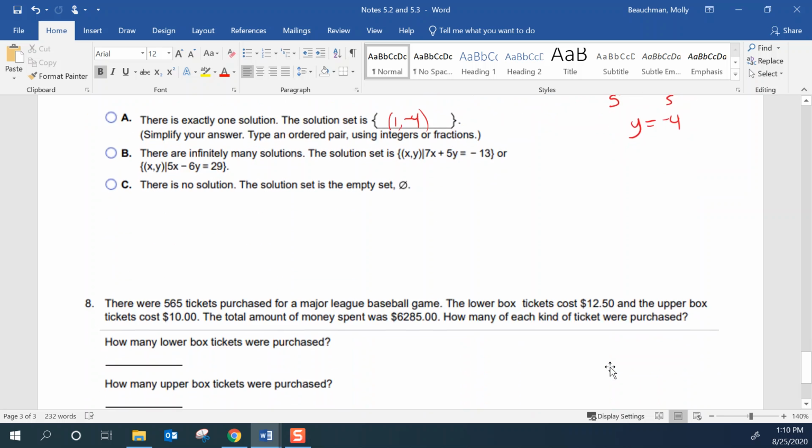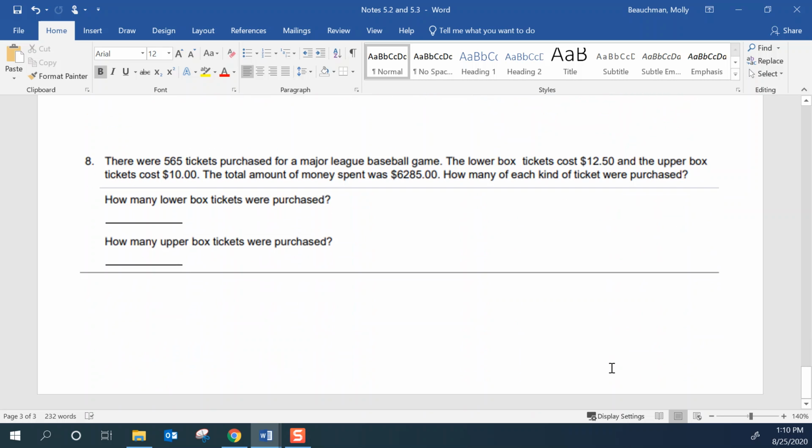All right, last example is a word problem. What types of word problems result in systems of equations? And if you've done these before, usually it's something called a mixture problem. In this case, this one is the ticket problem. There were 565 tickets purchased for a Major League Baseball game. The lower box tickets cost $12.50 and the upper box tickets cost $10. The total amount of money spent was $6,285. How many of each kind of ticket were purchased?